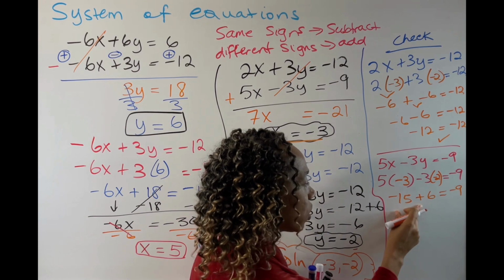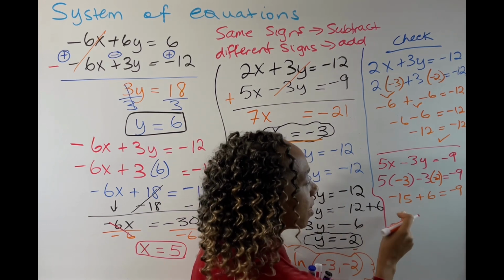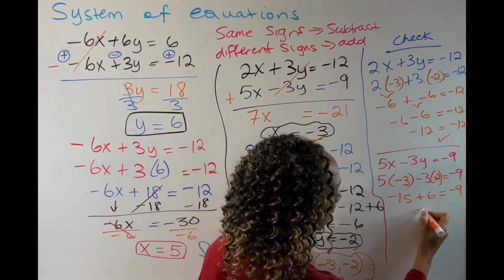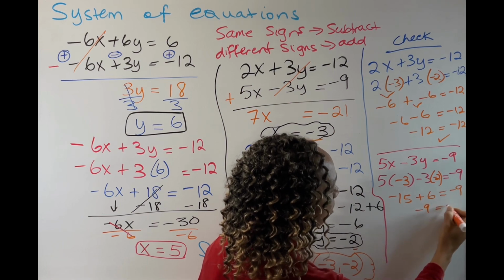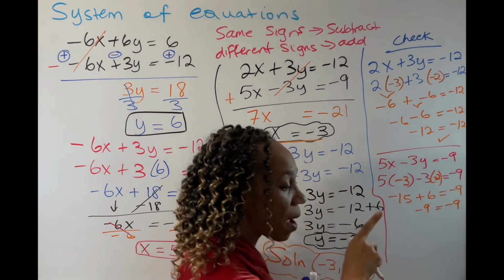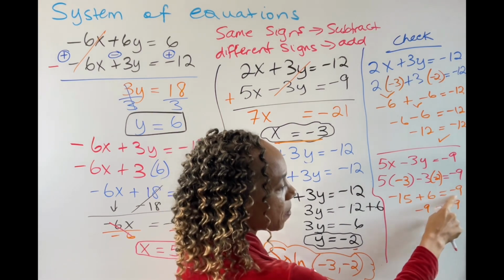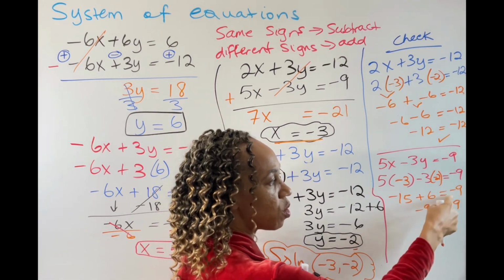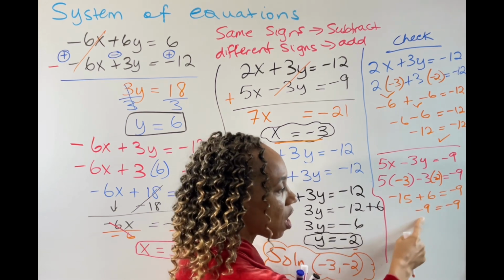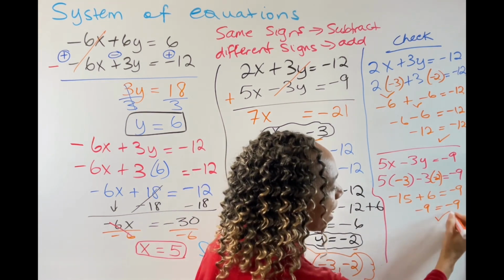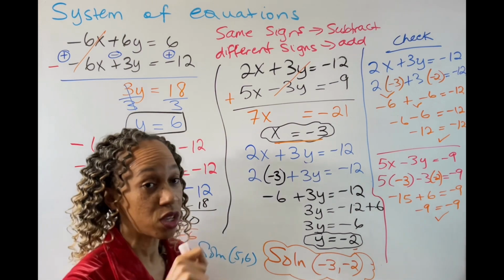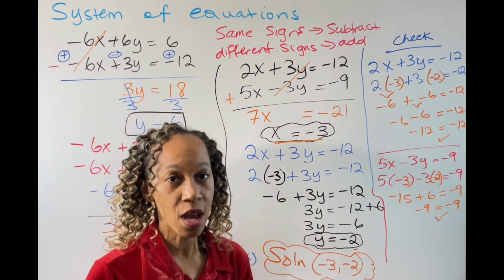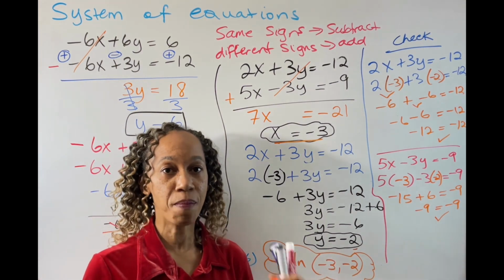You are going to add these two numbers here. Negative 15 plus 6 is going to be simply negative 9 is equal to negative 9. One thing I must say to you, I don't want you to stop here. Yes, we know that negative 15 plus 6 is equal to negative 9, but you must continue on, because you need to show that the number on the left is also going to equal the number on the right in order for the solution to be true.